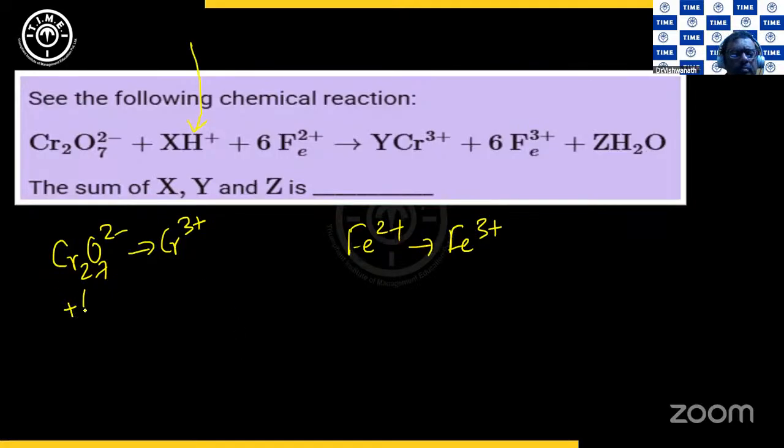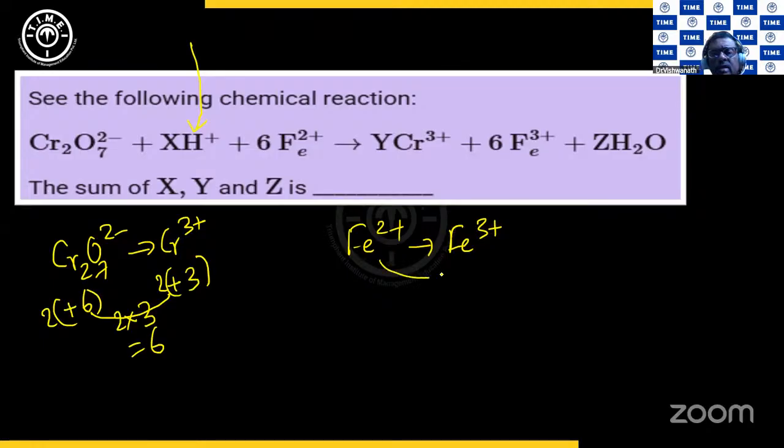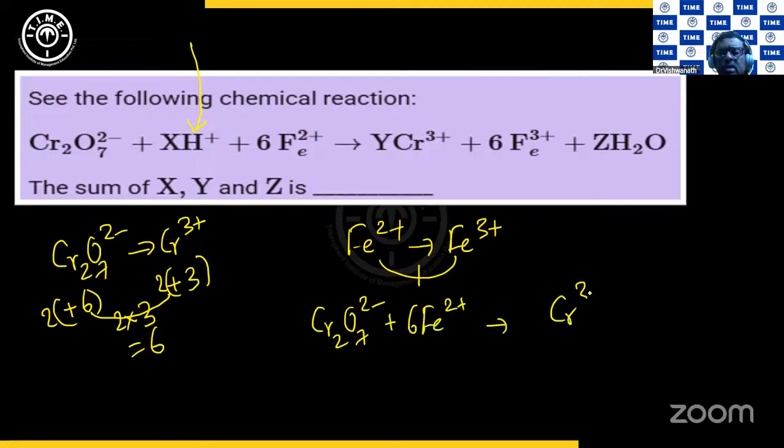Dichromate's chromium will have plus 6. And here it is simply plus 3 because there is a charge. Shall we blindly put 3? No, there are 2 chromiums. So 2 into plus 6 gives rise to 2 into plus 3, which is 6. Clear? And here it is simply 1. That 1 will become the coefficient of Cr2O7 2 minus, and the 6 will become the coefficient of Fe2 plus. And this whole thing is equal to what? Cr3 plus, Fe3 plus. Look at the left hand side and balance the right hand side. There are 2 chromiums, so put 2 Cr3 plus. There are 6 Fe2 plus, so put 6 Fe3 plus.